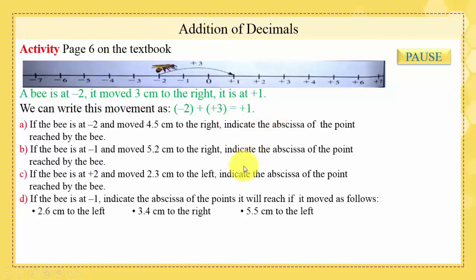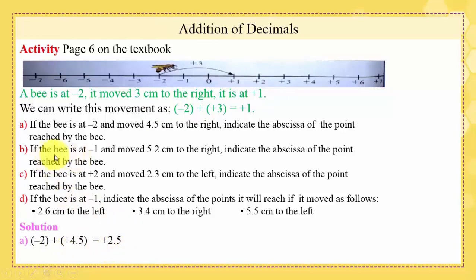Please pause this video and try to solve the application. Solution. If B is at minus 2 and moved 4.5 centimeters to the right, indicate the abscissa of the point reached by B. B is at minus 2. It moved to the right 4.5. 1, 2, 3, 4.5, then it is 2.5. Look here, minus 2 plus 4.5 is equal to plus 2.5.